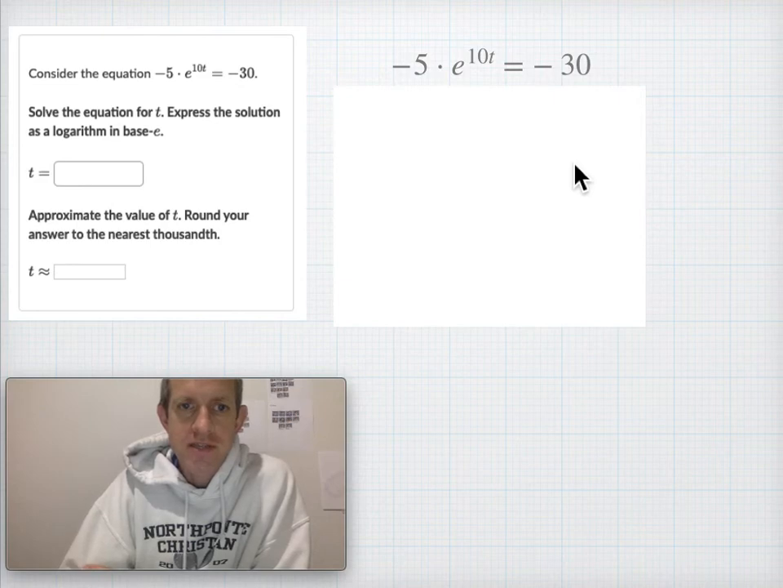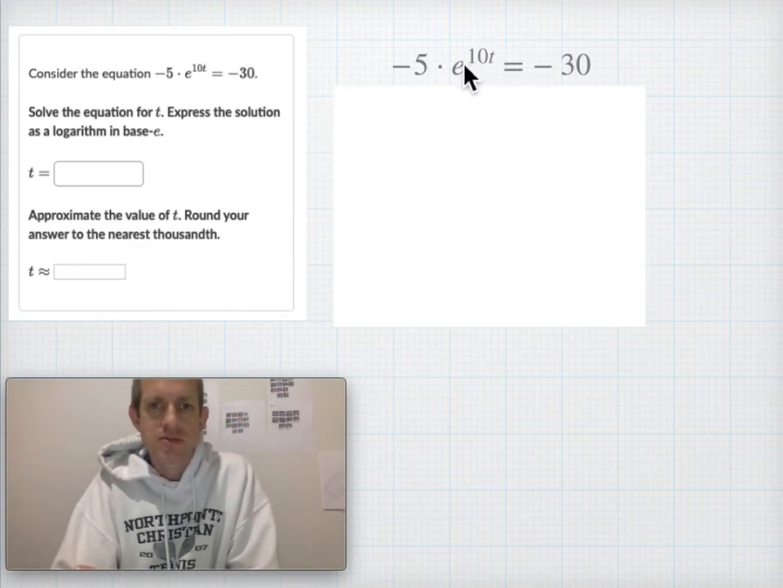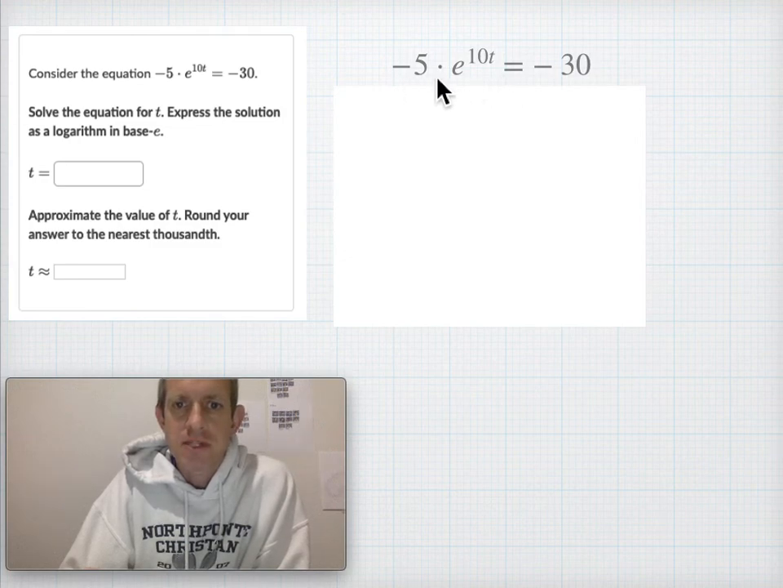Here is a slight variation, negative 5 times e to the 10t. Again, variable in an exponent suggests eventually I need to use a logarithm. The fact that it's on top of base e suggests I use ln eventually. But before I do that, I'm going to try to get this e factor alone, and so I will divide both sides by negative 5. That gives us e to the stuff equals 6.